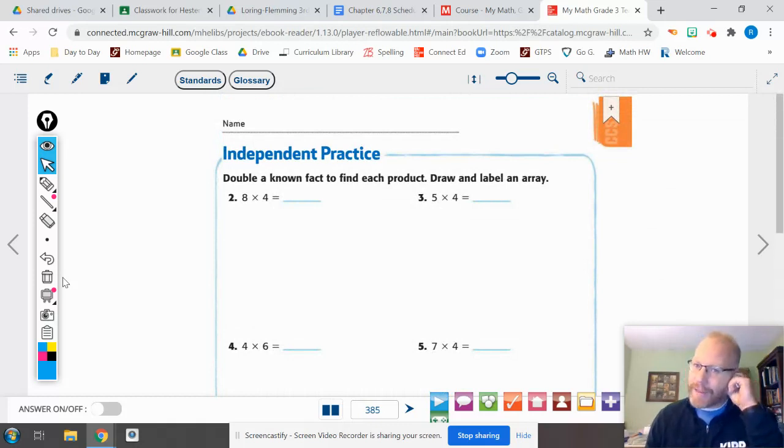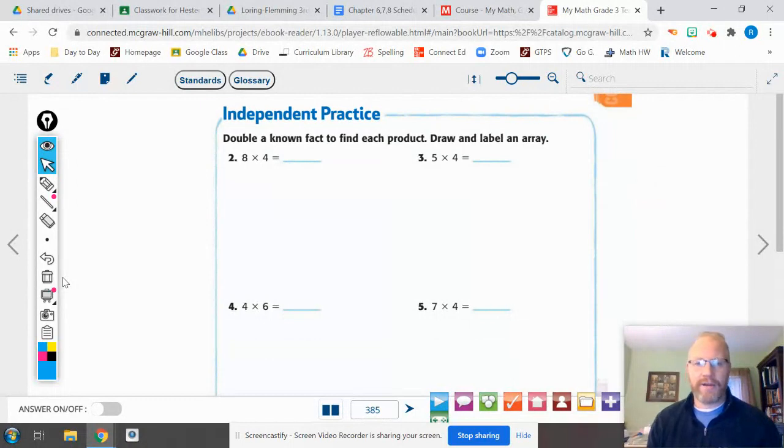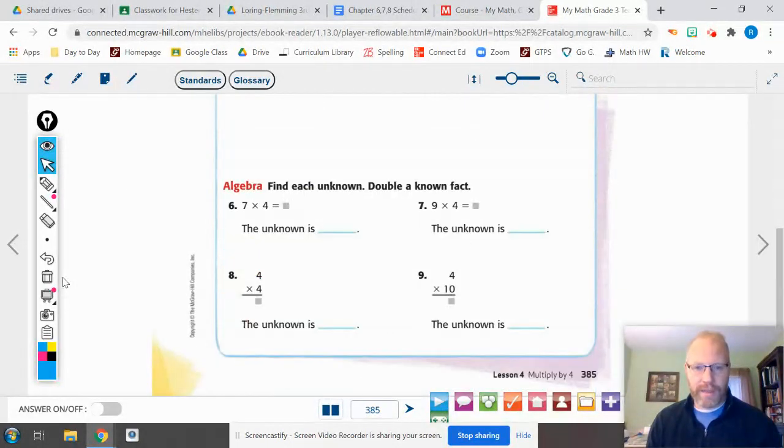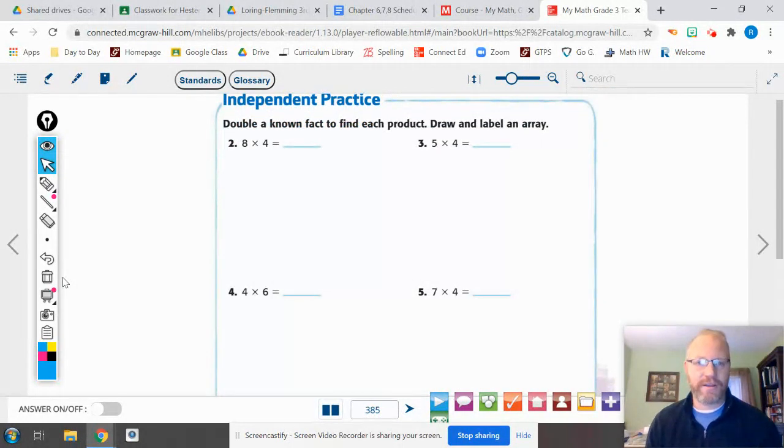to move on to independent practice. So it's asking you to draw and label an array. We're going to start by doing this together. If you're not struggling, pause the video, go ahead and do numbers 2 through 9 on this page, and then start the video back up so you can check your answers. You can skip through the video to just see the answers. If you're still struggling, stick with me and I'll be working with you.